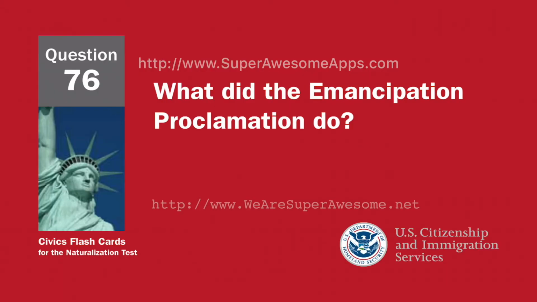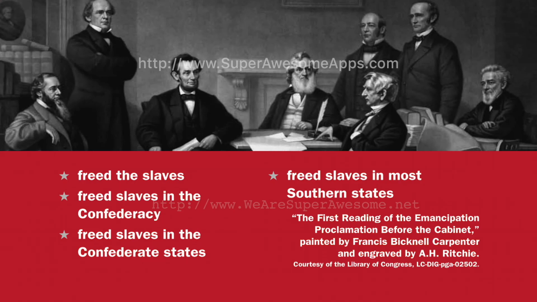What did the Emancipation Proclamation do? Freed the slaves. Freed slaves in the Confederacy. Freed slaves in the Confederate States. Freed slaves in most southern states.